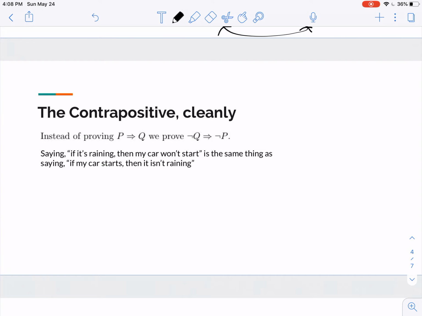What is the key takeaway? The key takeaway is we now have a proof technique. Instead of proving P implies Q, we'll just prove not Q implies not P. And since those statements are logically identical, proving either is sufficient.